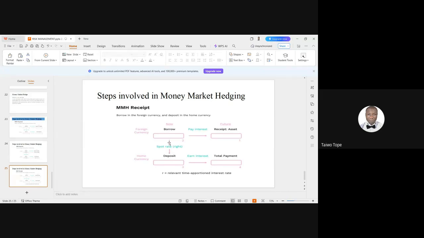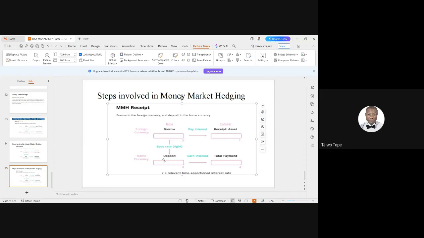You'll be given two values in the question. You convert at the spot rate using the value at the right. When you convert this foreign currency to your home currency, what do you do? You make a deposit of this money you borrowed. As you make a deposit, the deposit will yield what? Interest. It will earn interest. And the interest in relation to the deposit will give you the total value.